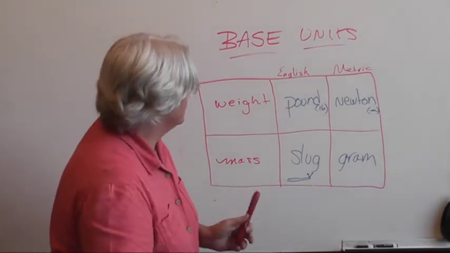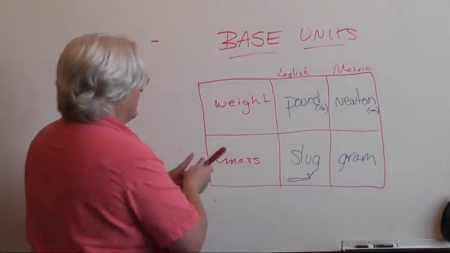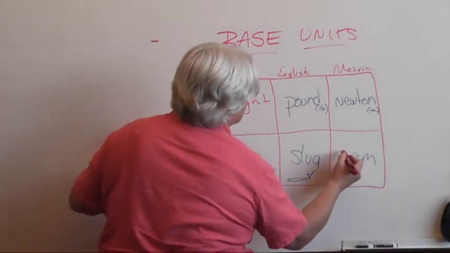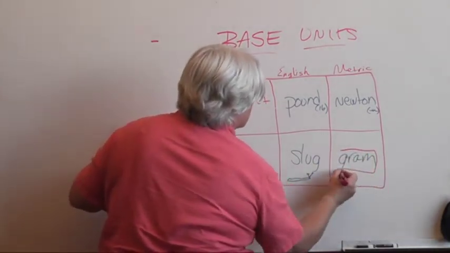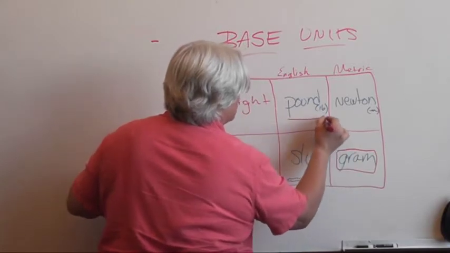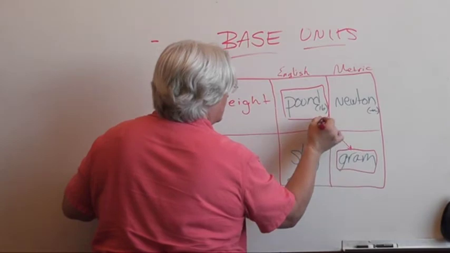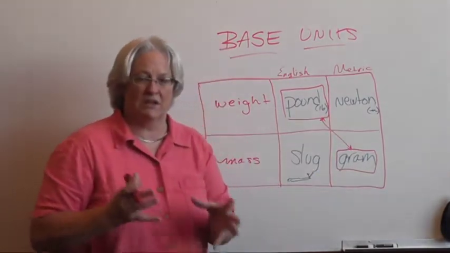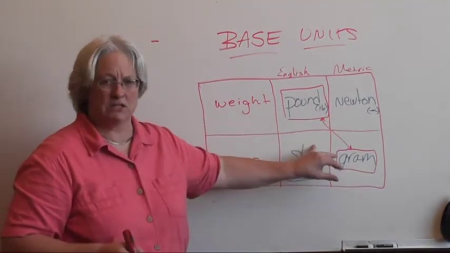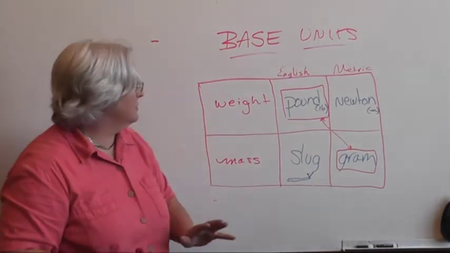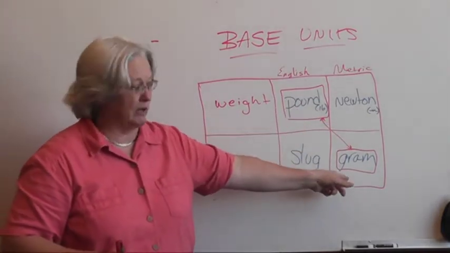The metric system unit of mass is gram. The English system unit of weight is pounds. And these are the two units that we're going to have to be converting between the most. In this class, we're not going to talk a whole lot about slugs, we're not going to talk a whole lot about newtons. You might have to do a conversion or two, but it's mostly pounds and grams.